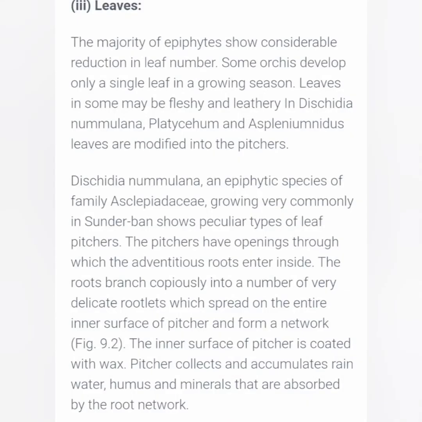Okay, now coming to the leaves. The majority of epiphytes show considerable reduction in leaf number. Okay, so the number of leaves in epiphytes is considerably low as compared to other plants. Some orchids develop only a single leaf in a growing season. So just imagine, as compared to other plants, there is a considerable reduction. Since only a single leaf grows in one season in some orchid plants, and leaves in some other plants may be fleshy and leathery.